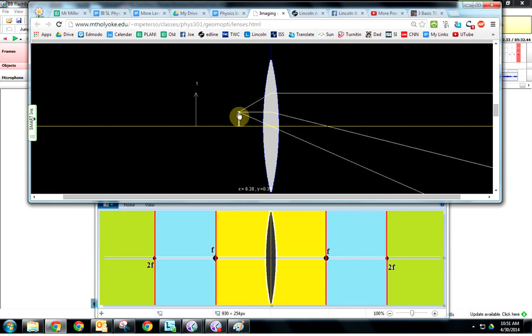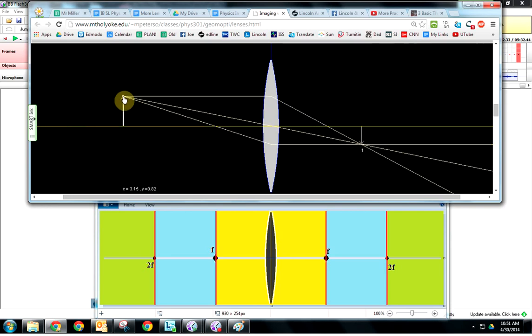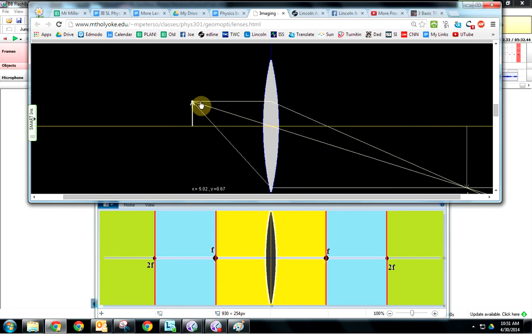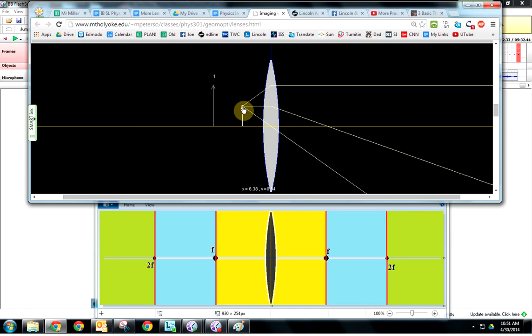And those are the various cases as you move your object from outside 2F, to at 2F, to between 2F and F, to at F, and when you're too close, inside F. And you should know what happens in all of those cases.